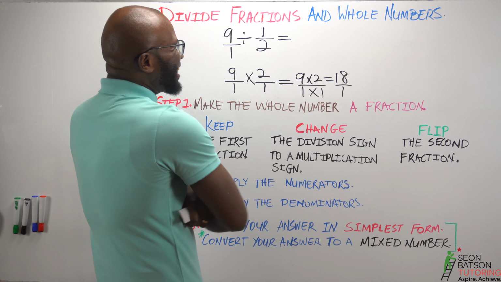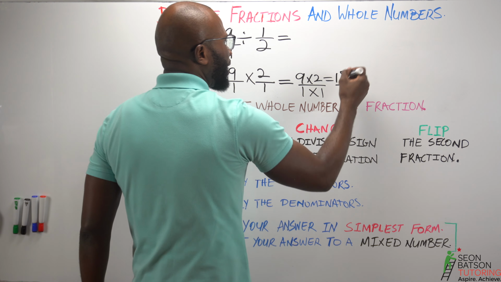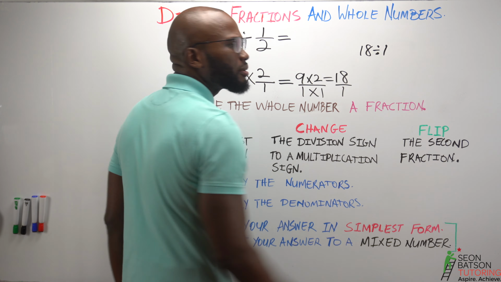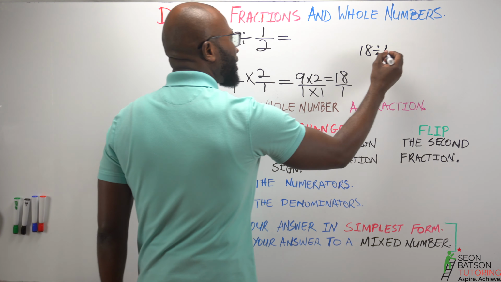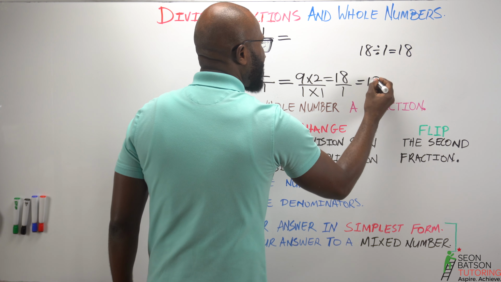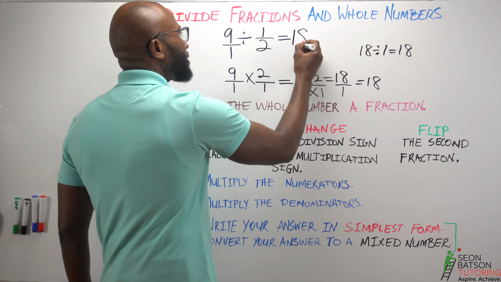So we have 18 over 1. What does 18 over 1 mean? 18 over 1 simply means 18 divided by 1. And 18 divided by 1 is 18. So our final answer is 18.